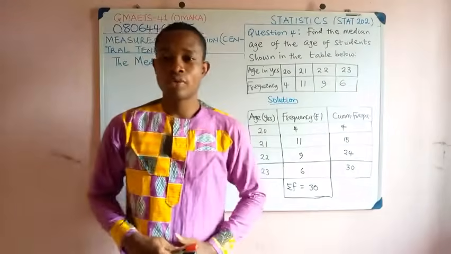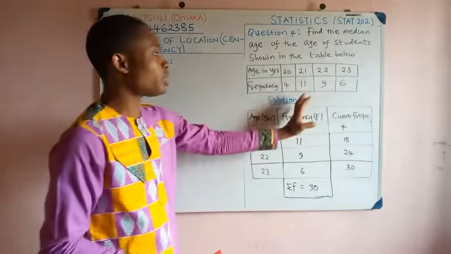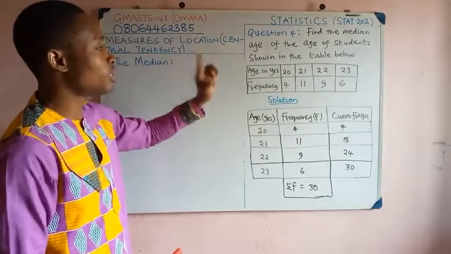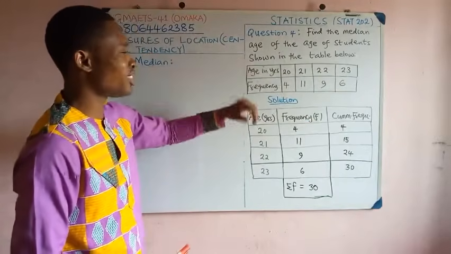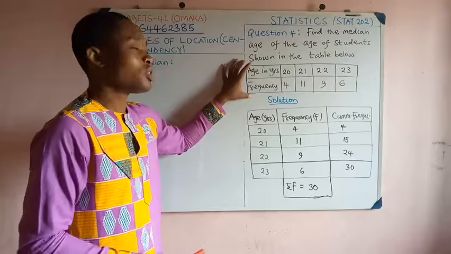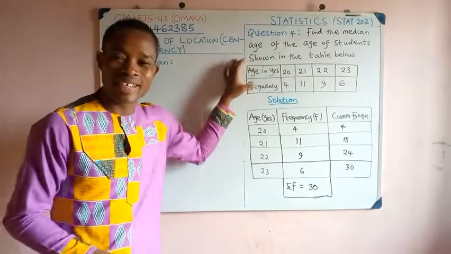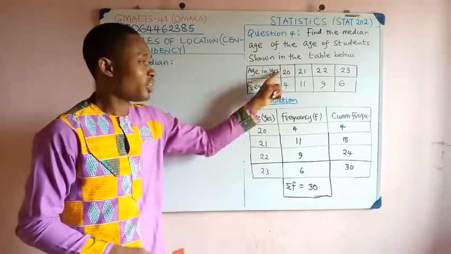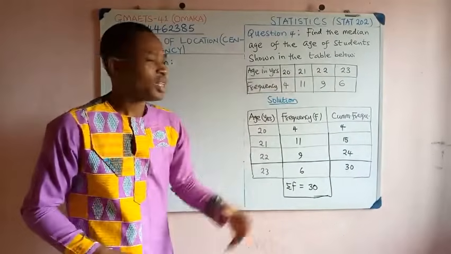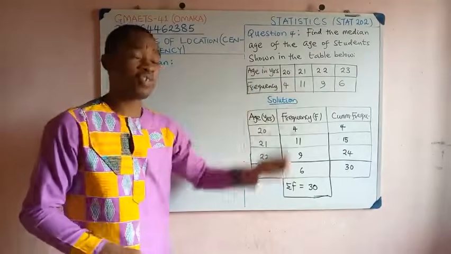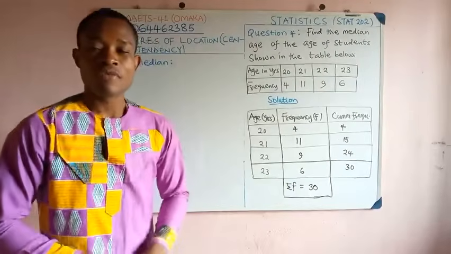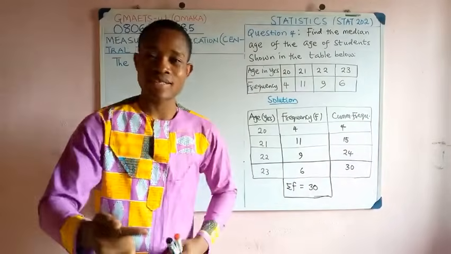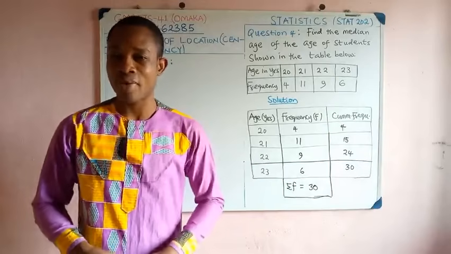In this video, we have a question on the board. We have to find the median age of students shown in the table below. This is the table. So our aim is to determine the median age. Now, this distribution came with frequency as well, so for us to solve this, we need to complete a cumulative frequency column for it, right?